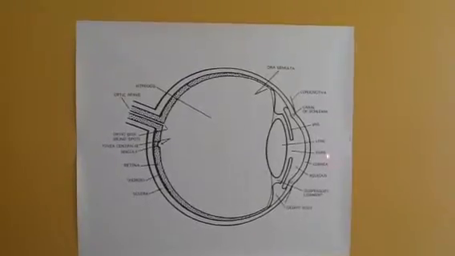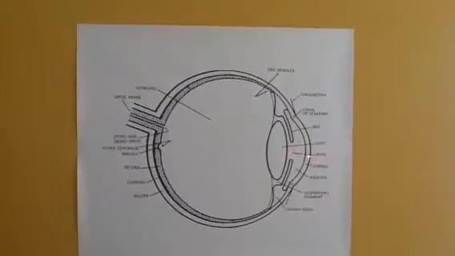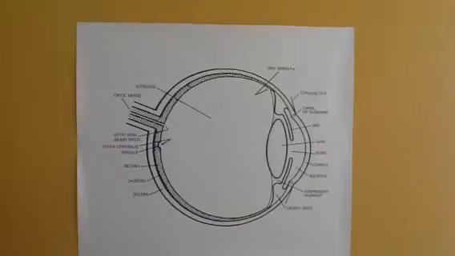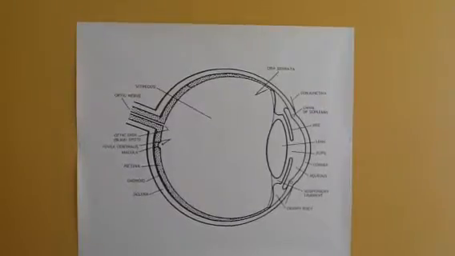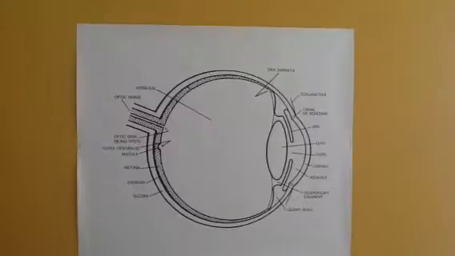The pupil is a hole located in the center of the iris. The primary function of the pupil is to regulate the amount of light that enters the eye. Light enters through the pupil and goes through the lens, which focuses the image on the retina.